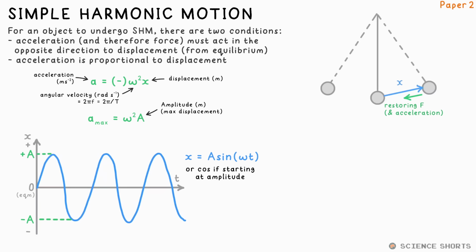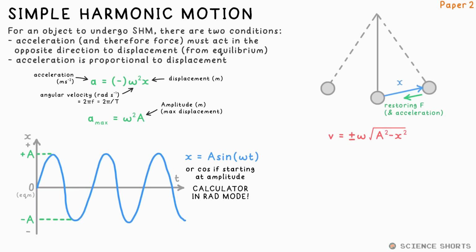At any given time, the displacement is equal to a fraction of the amplitude. This fraction is given by sine or cos omega t. Be careful when using sine or cos with any periodic motion like circular or SHM, because your calculator must be in radian mode. The full equation for velocity at any point is this.